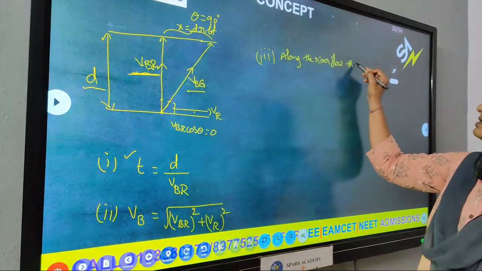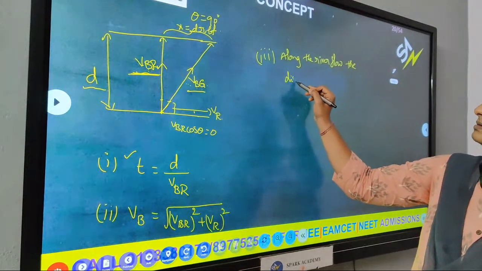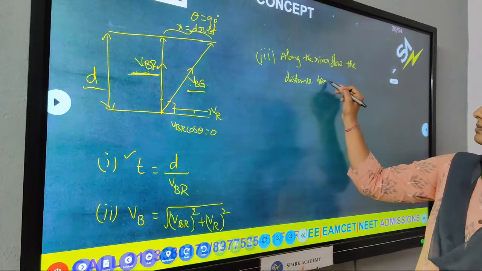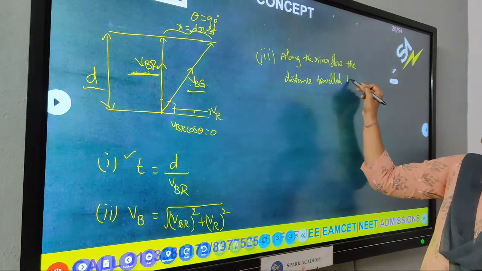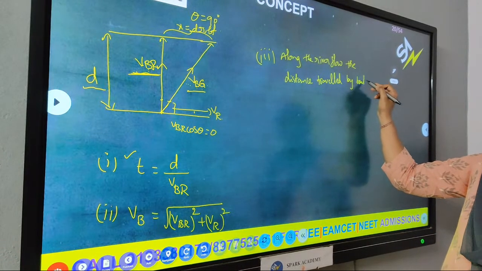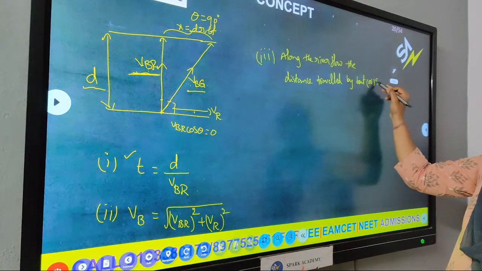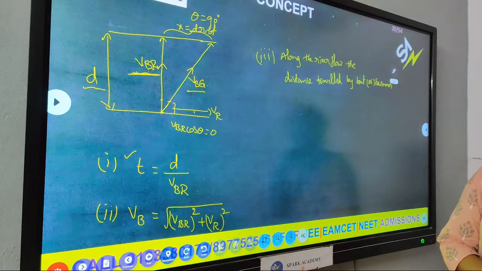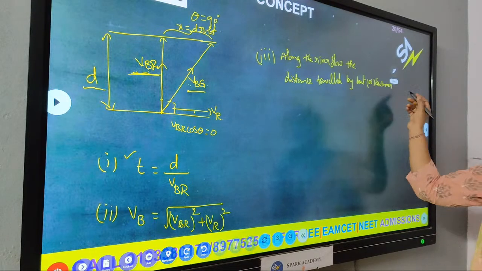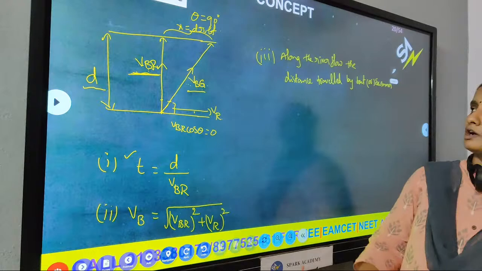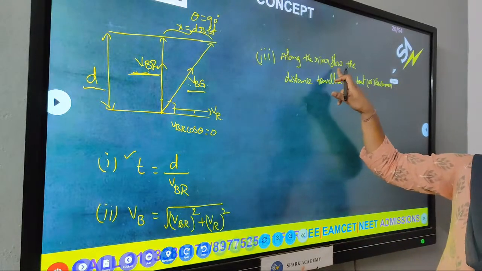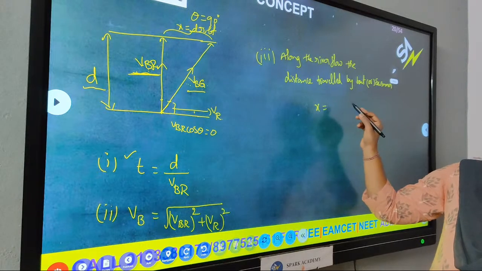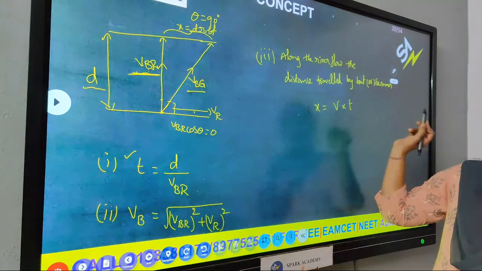The distance travelled by the boat, or by the swimmer. The questions can be asked: the boat person driving the boat, or the swimmer swimming and reaching the opposite bank that way. So we need to find the drift in this case in a minimum time. That is, x is equal to velocity into time taken.